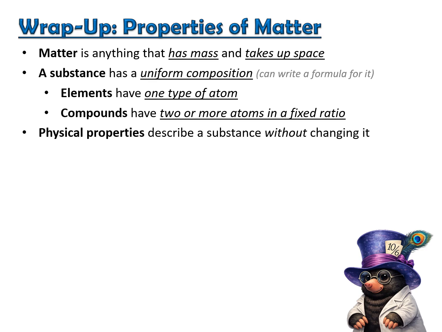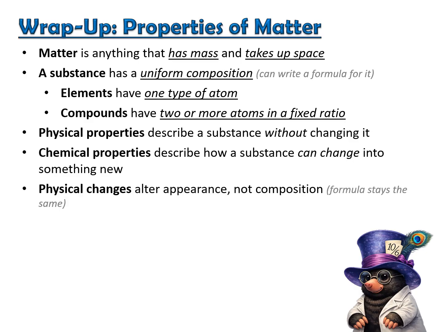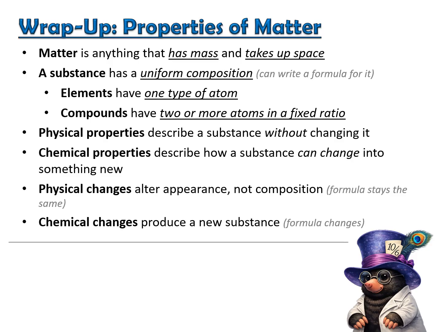Physical properties describe a substance without changing it. Chemical properties, the only way you can observe them is by changing it into something else, changing it into a new substance or substances. Physical changes change the appearance but not the composition, so the formula stays the same. And then chemical changes produce a new substance. The formula changes. And just remember those five indicators of chemical change. Like I said, we're going to be coming back to those over and over again.